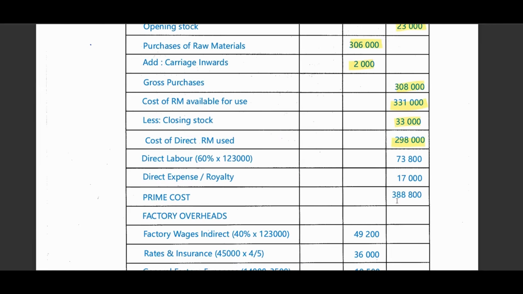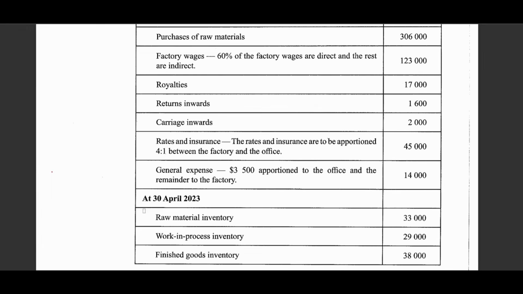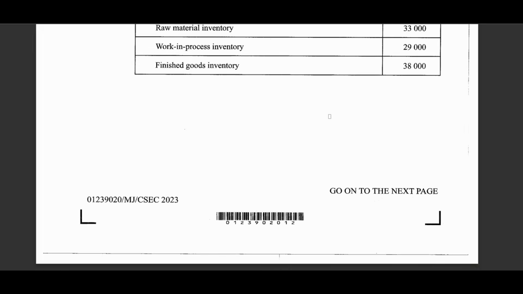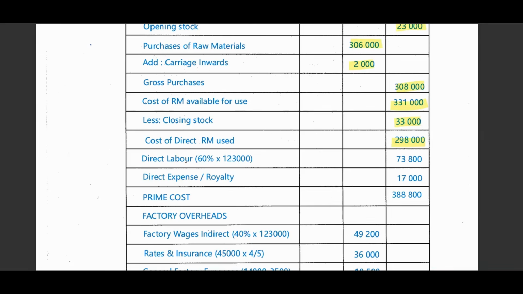Now, from here on, you need to add in our direct labor. If you go back up to the question, it said direct labor accounted for 60% of factory wages. So 60% of 123,000 would have been our direct labor, and the rest would have been indirect. Remember that, guys, right? Let's scroll down. 60% of 123,000 is going to give us 73,800. There we go for your direct labor. And remember, we did also have direct expense or royalty of 17,000. Adding up all those values together, direct material, direct labor, direct expense will give us a prime cost of 388,800.